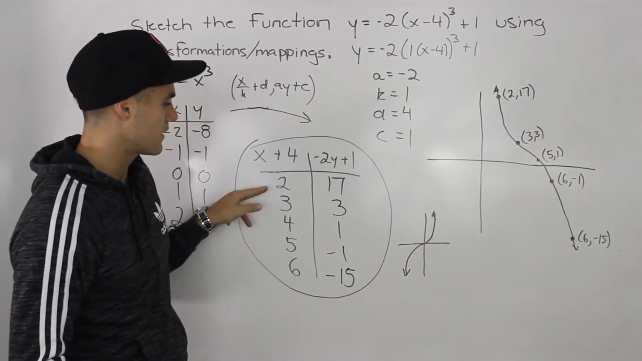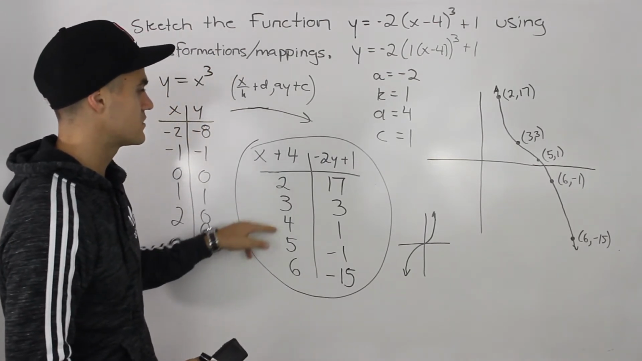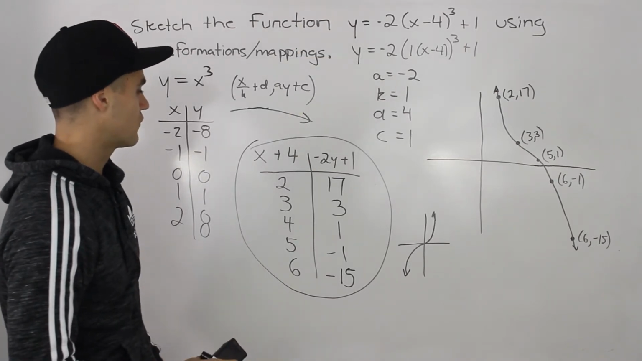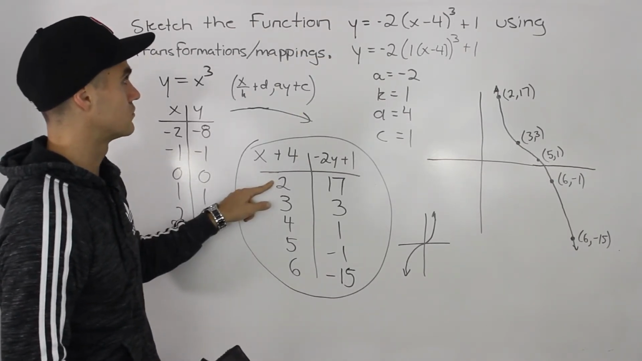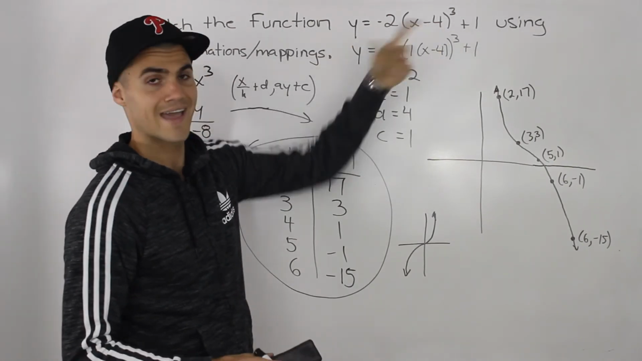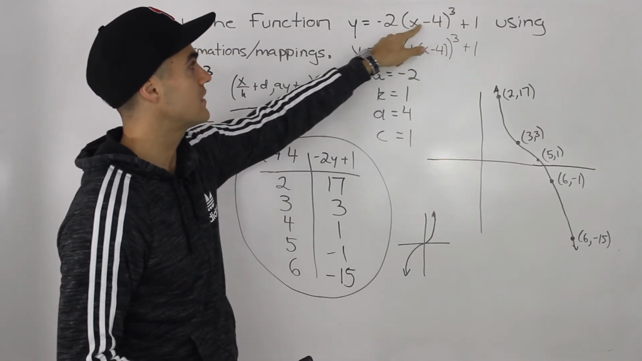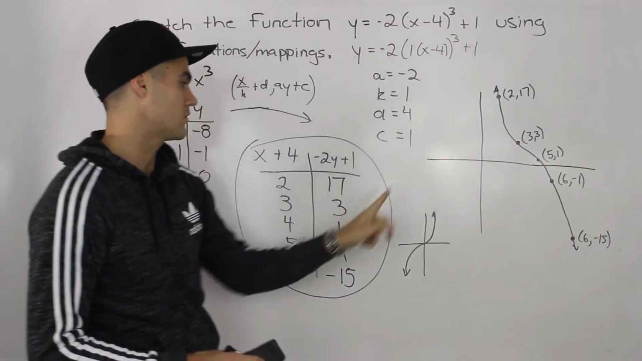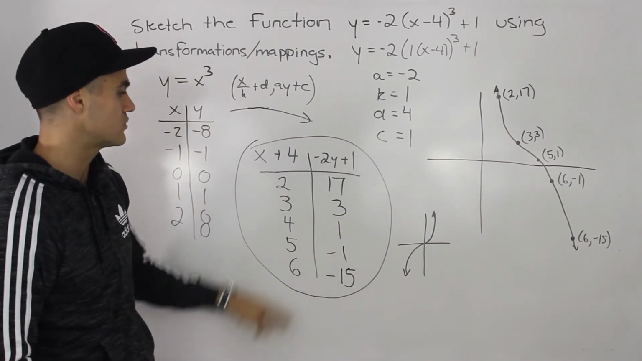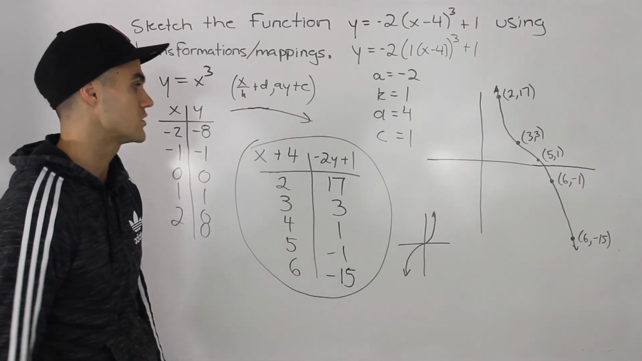Another thing you can do, if you want to check your table of values, is test out some of the x values and see if you get the corresponding y values with the function you're given. For example, if I plug in 2 into the function we were originally given, 2 minus 4 is -2. -2 to the power of 3 is -8. -8 times -2 is 16, plus 1 gives us 17. You can test all of these other x values and make sure you get the corresponding y values, and then you can really know that you're on the right track.